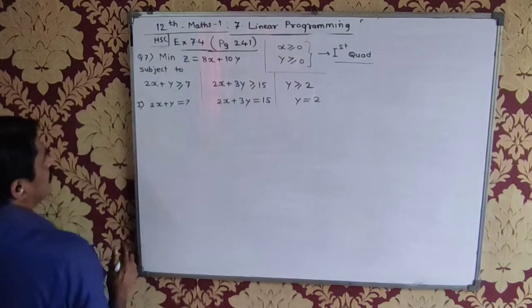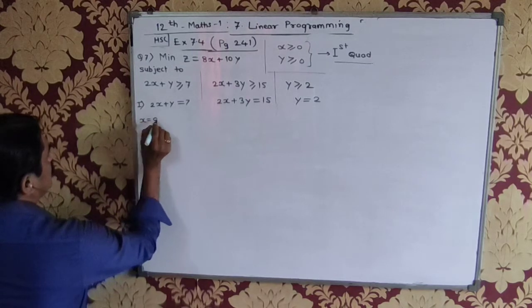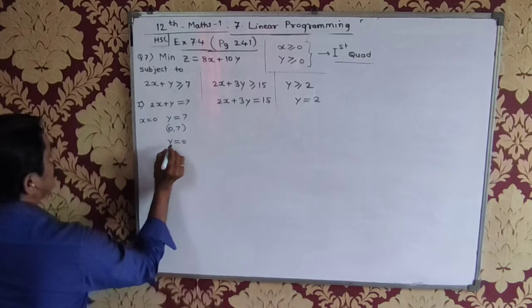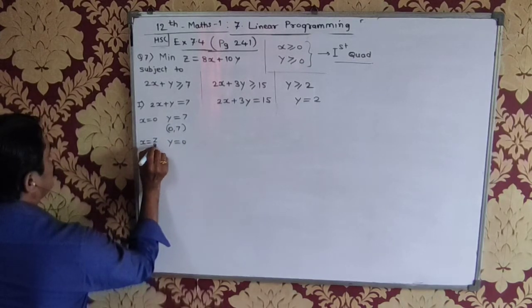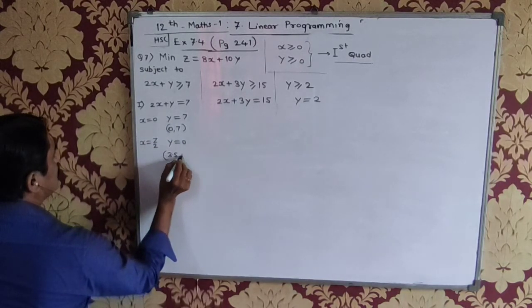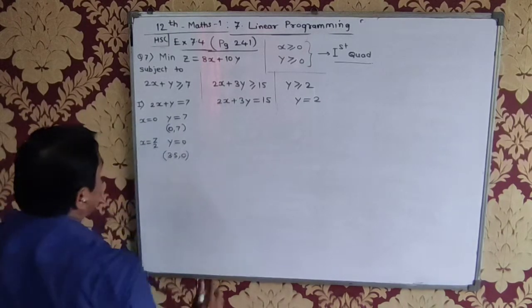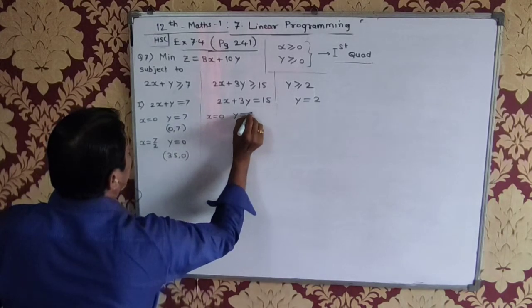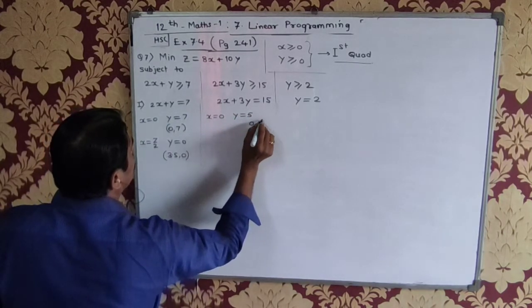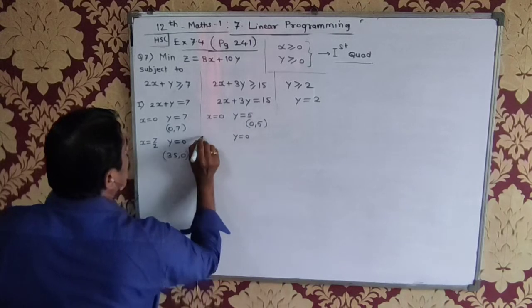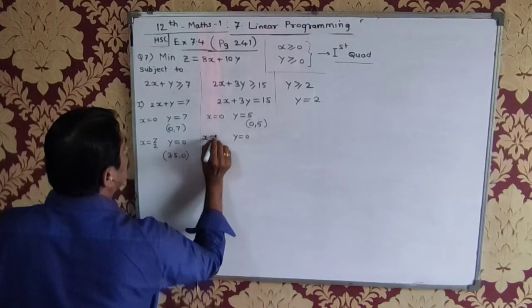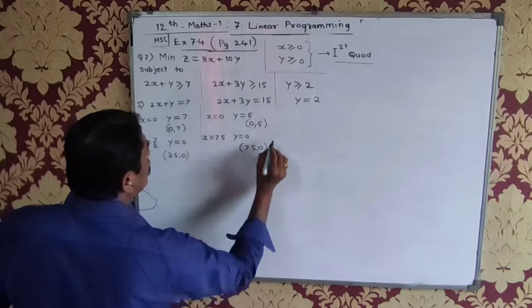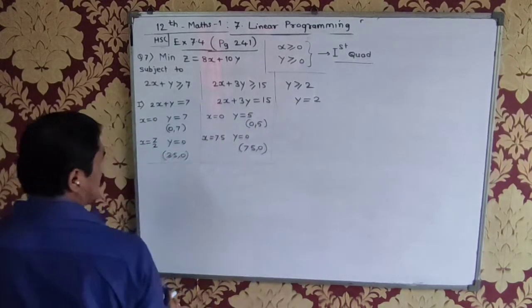The x और y intercepts हम find out कर लेते हैं. Put x is equal to 0, y is equal to 7, (0, 7). Put y is equal to 0, तो x is equal to 7 upon 2, मतलब 3.5, (3.5, 0). The next line: x is equal to 0, y is equal to 5, (0, 5). y is equal to 0, x is equal to 7.5, (7.5, 0). And here y is equal to 2.